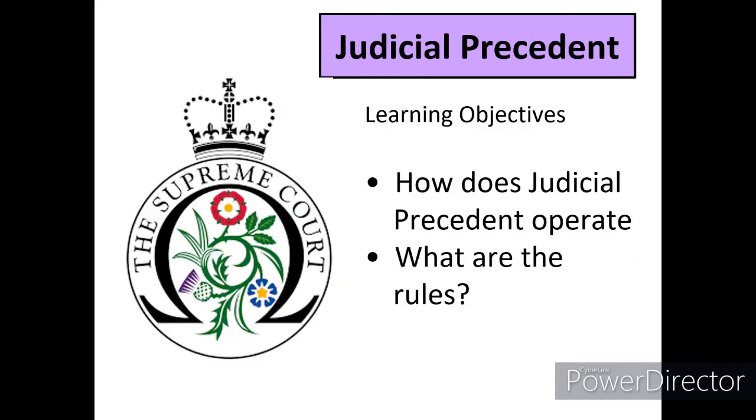In this third lesson, we're going to look at how judicial precedent operates, focusing on the Supreme Court and the Court of Appeal. We're going to look at the rules that govern judicial precedent in those courts. Remember that this topic will be examined for OCR A Level in Paper 2, Section A.